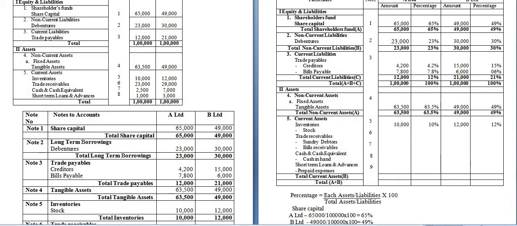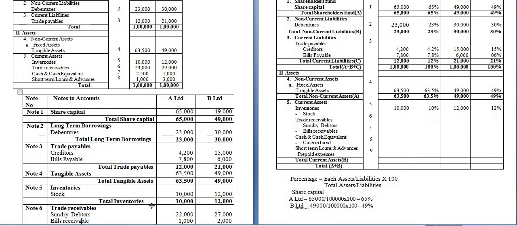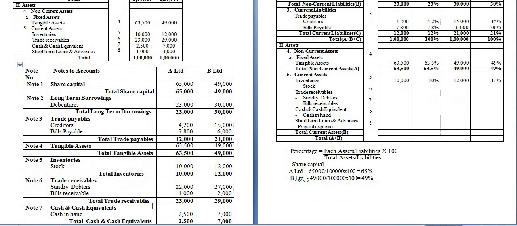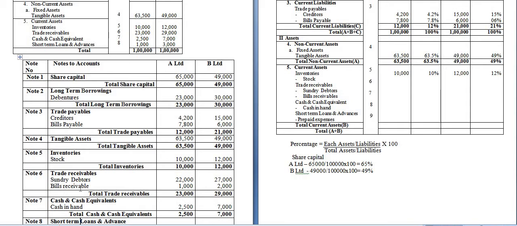trade receivables. Trade receivables, here you can check the details in note number 6. Trade receivables include sundry debtors of 22,000 of A Limited and 27,000 of B Limited, and bills receivable is 1,000 of A Limited and 2,000 of B Limited. Okay, so first write sundry debtors.